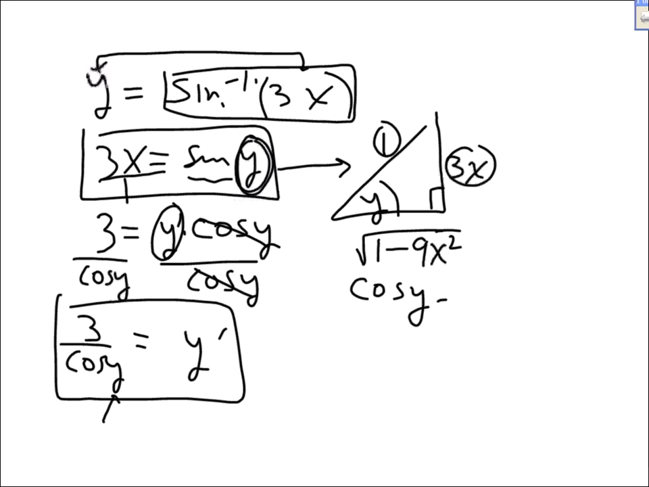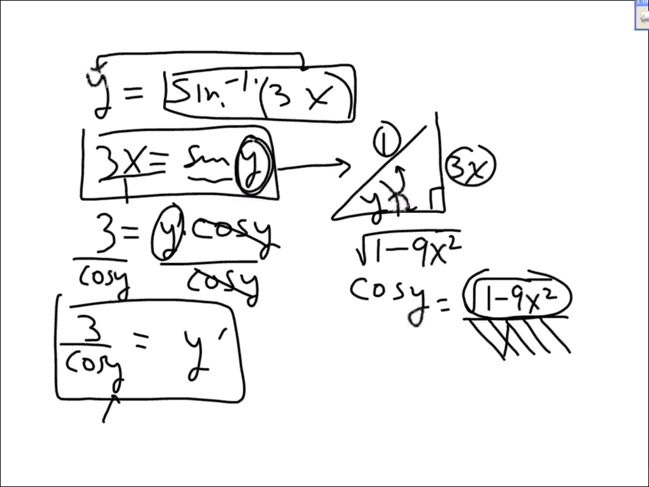Now, what's the cosine of y? That's not bad at this point. Cosine of y is adjacent over hypotenuse. It's the square root of 1 minus 9x squared. Dividing by 1, don't bother. The cosine of y is just that. So we are done. 3 over the cosine of y. The square root of 1 minus 9x squared is y prime.